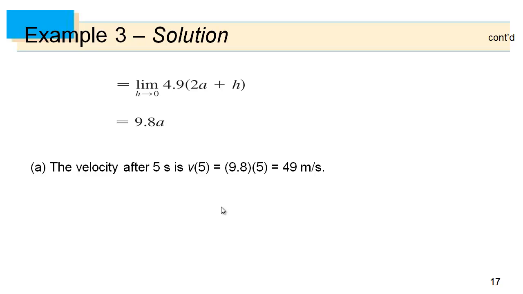Now we can plug in 5 and get 9.8 times 5, or 49 meters per second. Now we can tell you how fast this thing is traveling at any time. If we want to know at 3 seconds, we plug in 3 and we get 9.8 times 3. After 10 seconds, we would get 98, but after 10 seconds, it's probably already hit the ground.